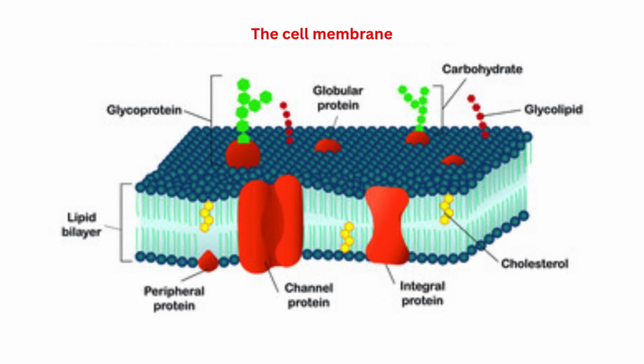The cell membrane. The following illustration shows the main parts of the cell membrane. These include glycoprotein, lipid bilayer, peripheral protein, channel protein, integral protein, cholesterol, glycolipid, carbohydrate, and globular protein.